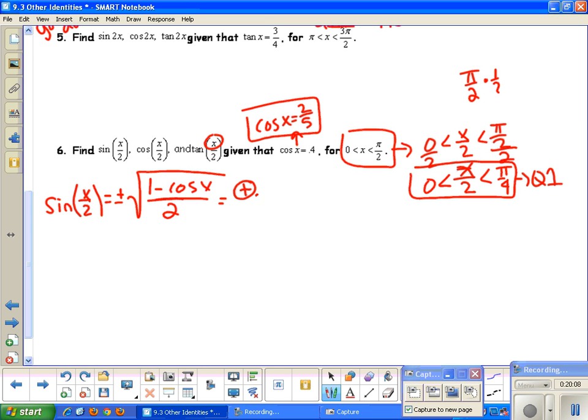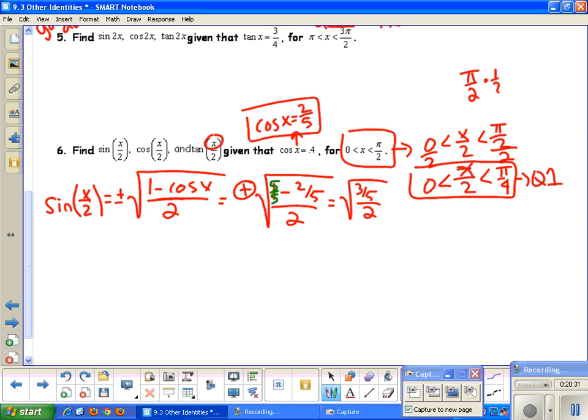So I always like to circle it to remind me that it's positive. So 1 minus 2/5 over 2. Now I just have to simplify this. In order to do that, I need a common denominator in my numerator, which would be 5 over 5. So 5 minus 2 would give me 3 over 5 in my numerator. So I have the square root of 3/5 divided by 2.